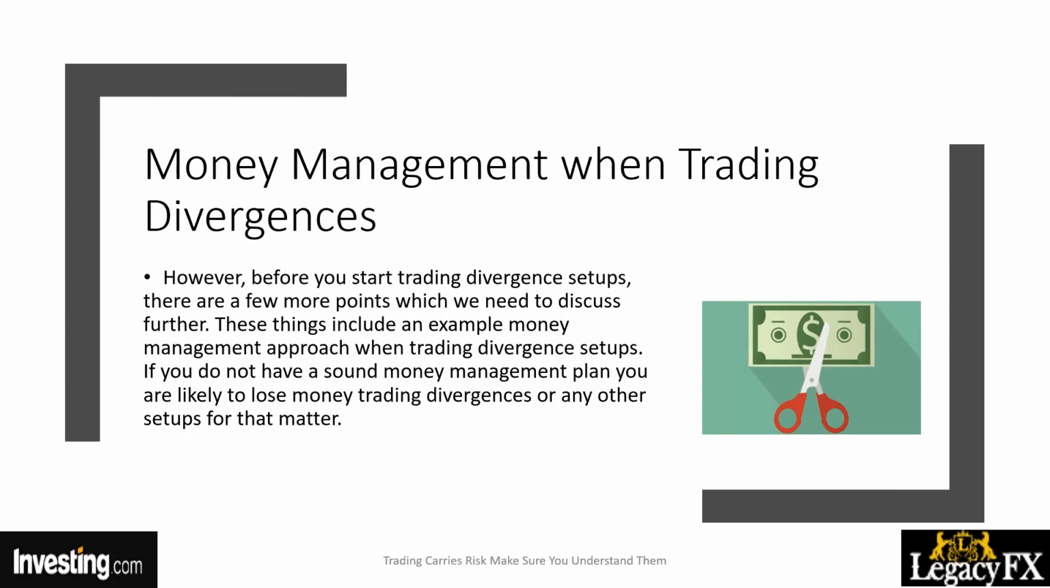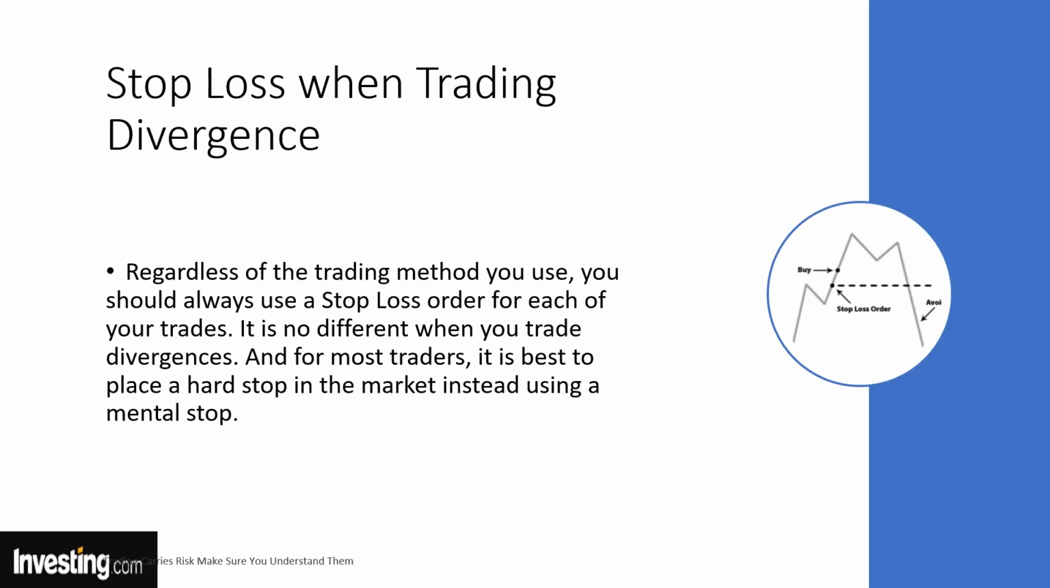However, before you start trading divergence setups, there are a few more points that we need to discuss. These include an example money management approach when trading divergence setups. If you do not have a sound money management plan, you are likely to lose money trading divergence or any other setup for that matter. So you can use divergence to place your stop loss. Regardless of the trading method you use, you should always place a stop loss for each of your trades. It's no different when you trade divergence. And for most traders, it's best to place a hard stop in the market instead of using a mental stop. So in other words, place your stop loss as part of your order entry.